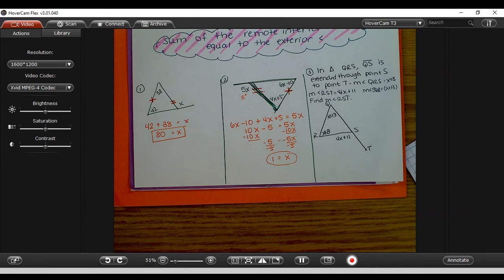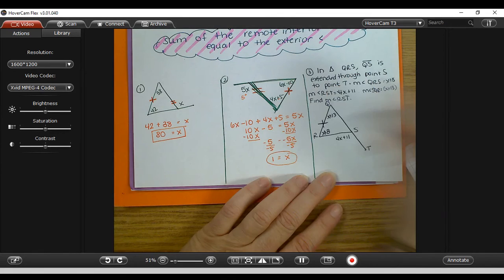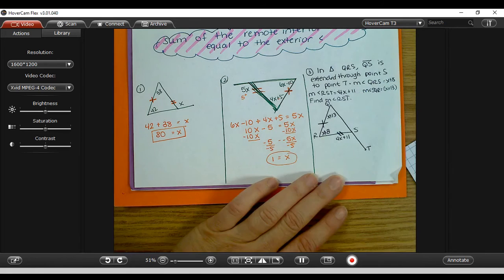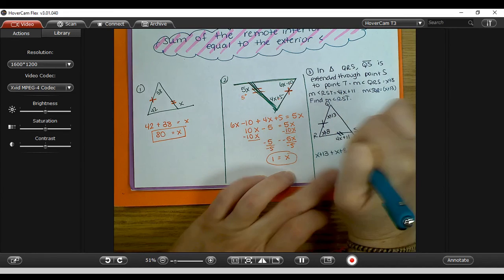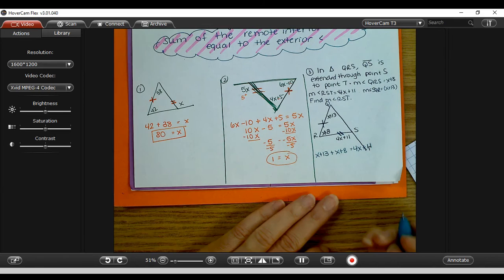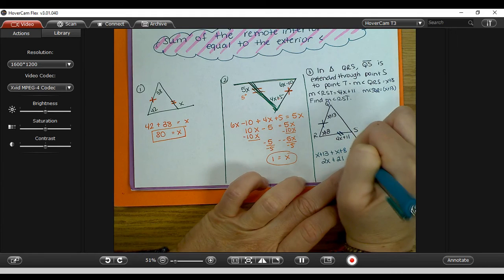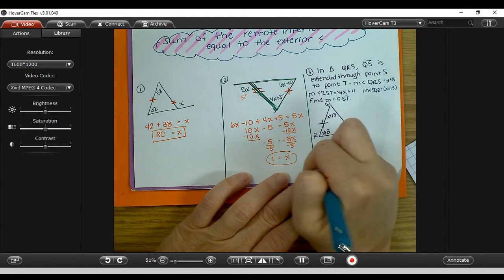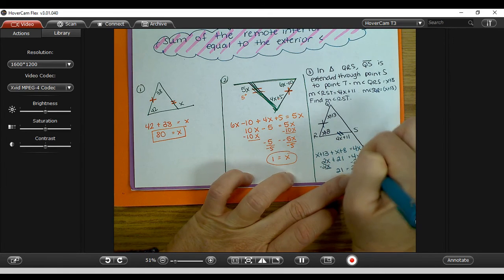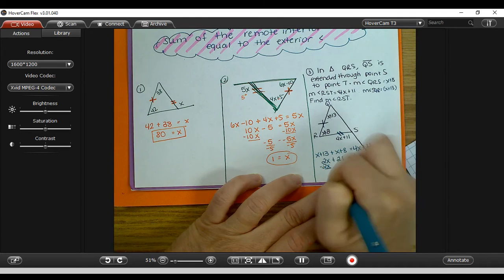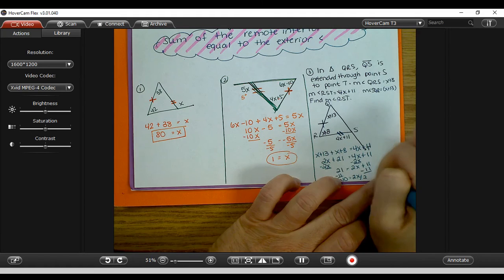And now we want to substitute or make our formula so we can figure out the answer. The remote interior angles are equal to the exterior angle. So x plus 13 plus x plus 8 is equal to 4x plus 11. 2x plus 21 equals 4x plus 11. And then we're just going to keep on solving. And keep on solving. So I have x equals 5.